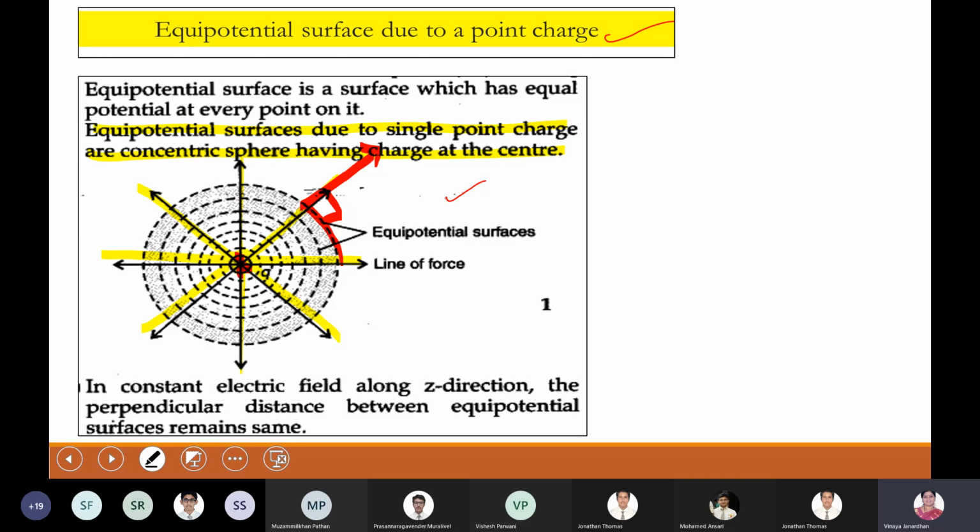So you have to draw concentric circles, and these concentric circles are your equipotential surfaces. What do you mean by that? Any point on these surfaces will have the same potential. Is that clear, boys? And one more thing, can you identify? This will be for your reasoning-based question. At each and every point, your equipotential surface will be perpendicular, making 90 degrees with the line of force.